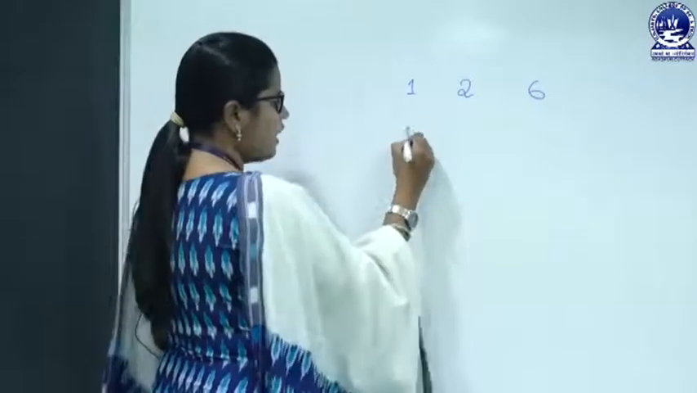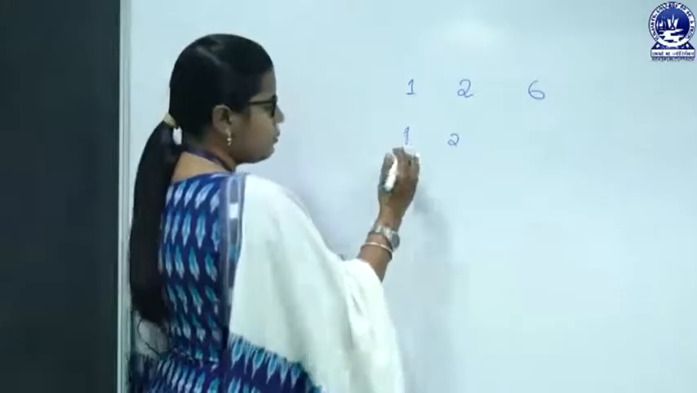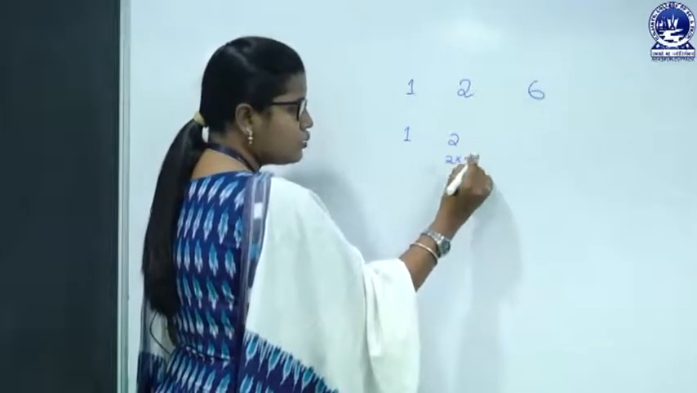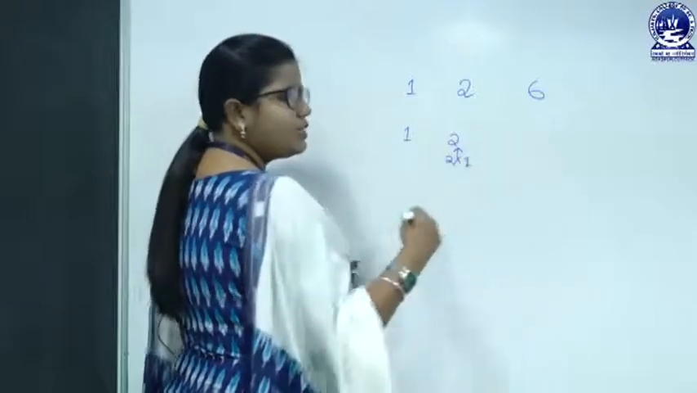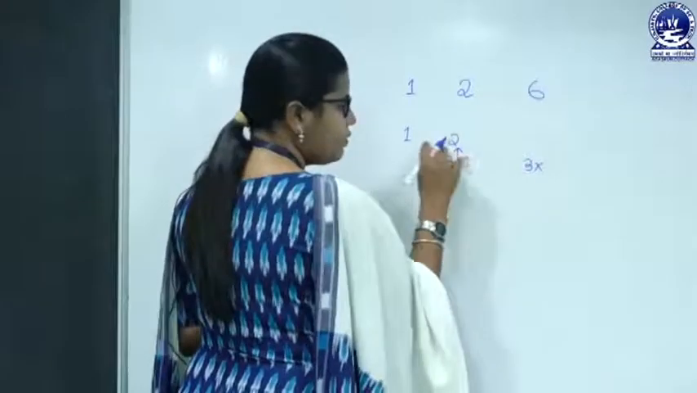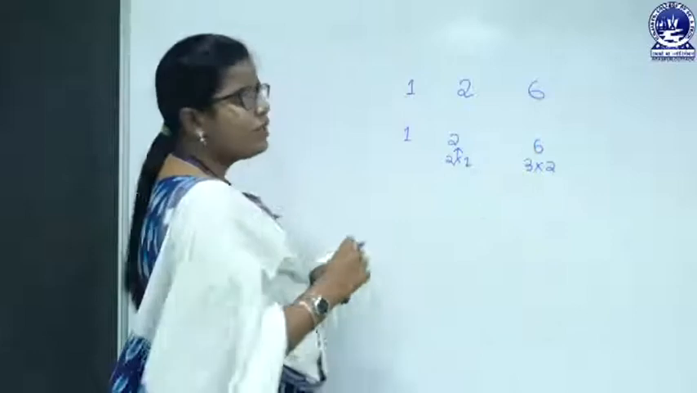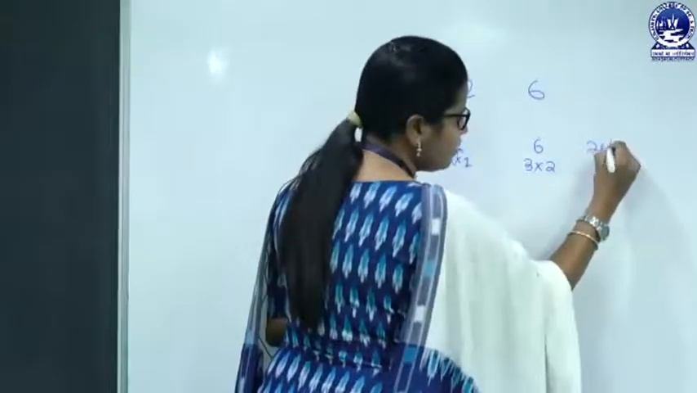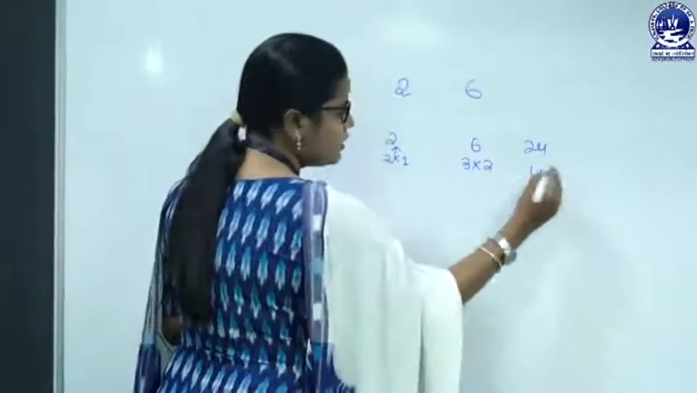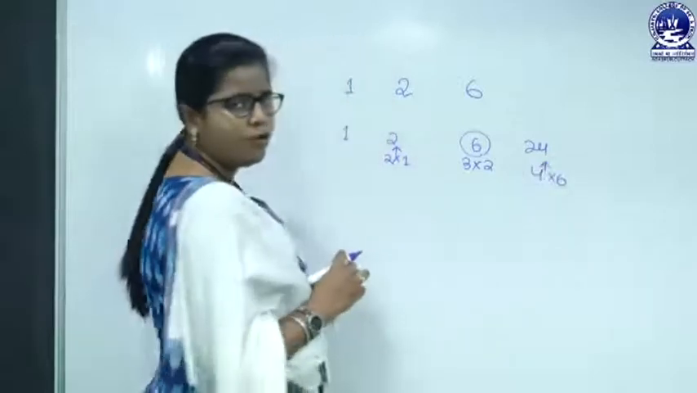Suppose here is 1, and if I take 2 into 1, that is 2. Then the next number is 3. So 3 into the previous number 2, that is 6. Then what is the next? That is 24. Suppose here I am taking 4. 4 into the previous number: here we got 6, so 4 into 6 is 24.